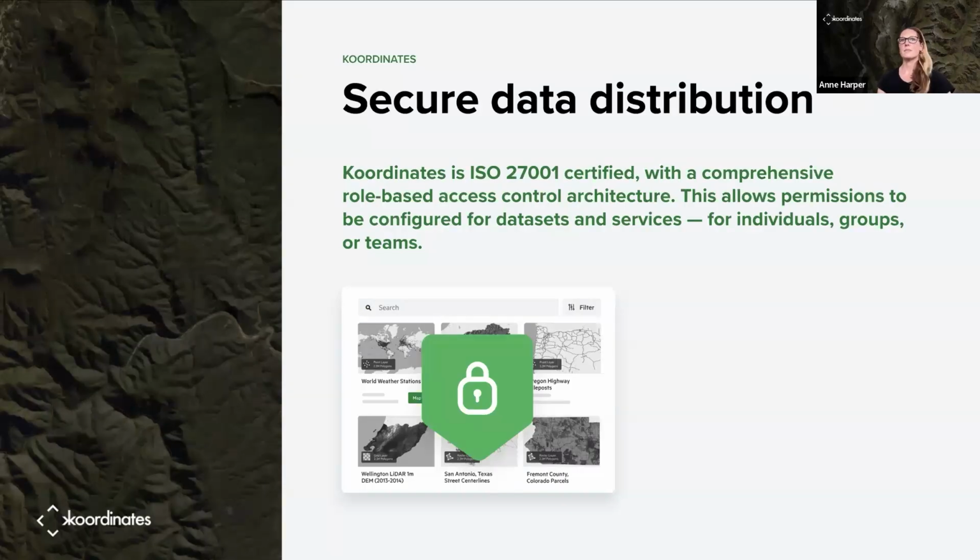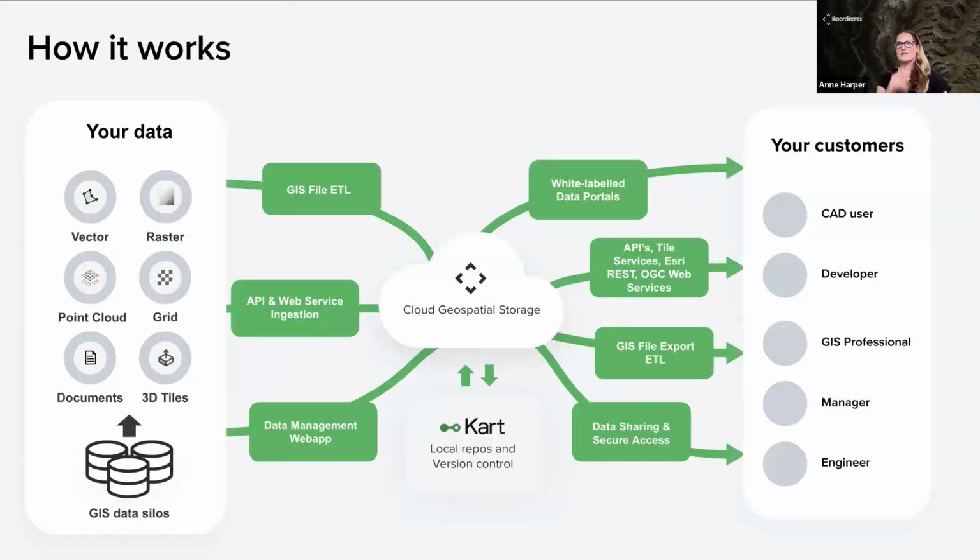It's all doable. So how it works is you have your data types. You may have vector, point cloud, 3D tiles. On this side, these are the ways that you can load it into Coordinates, where it lives. And then your customers can consume it in a number of different ways. Today, we're going to be focusing on this part of the story right here, which is about updating your data automatically when it needs to be.